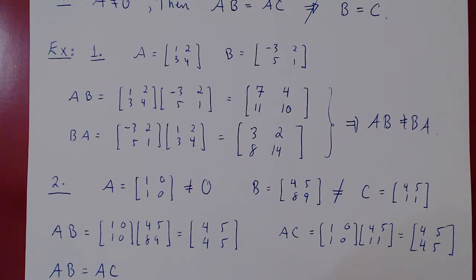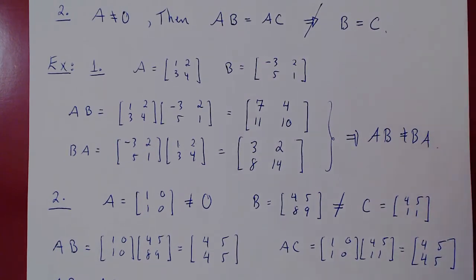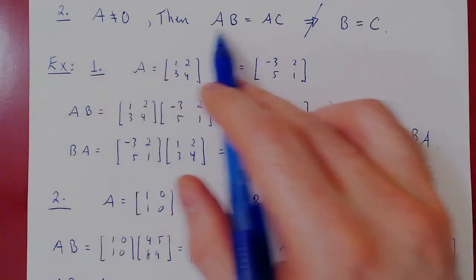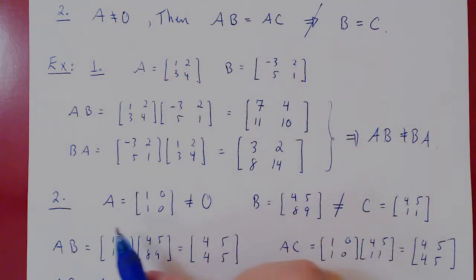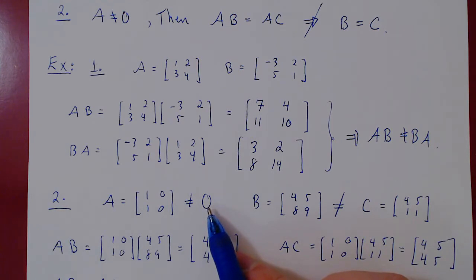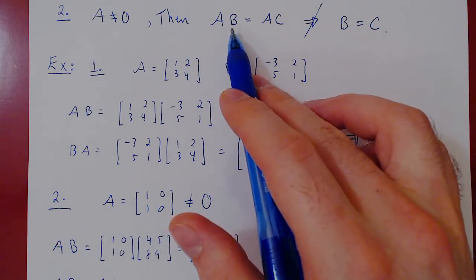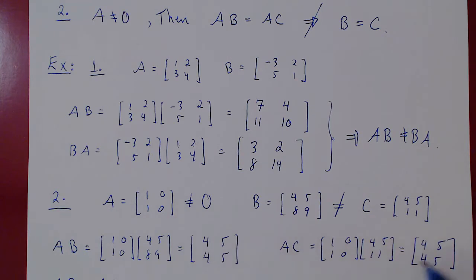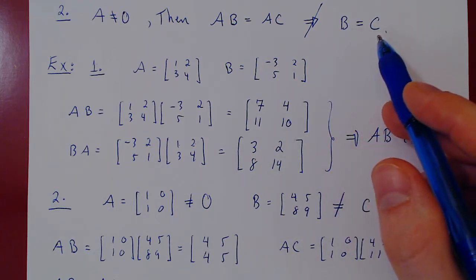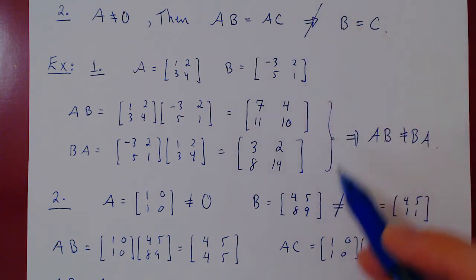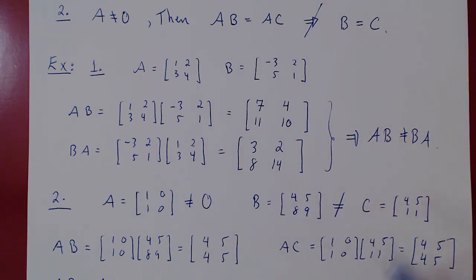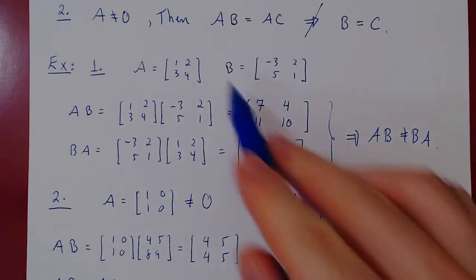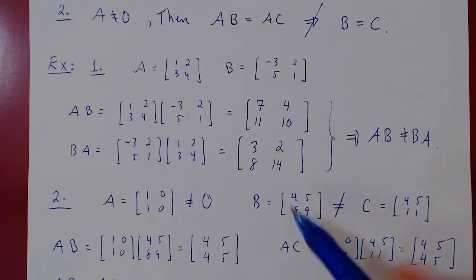But look at this. The two conditions are satisfied. A is not the zero matrix. Check. The matrix AB and the matrix AC are equal. Check. Can we conclude that B equals C? Clearly we can't, because we can see that B is not equal to C. And this disproves the simple cancellation law that holds for real numbers; it does not always hold for matrices.